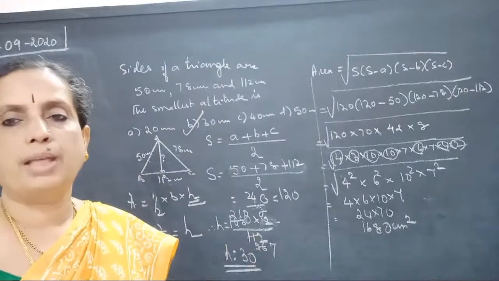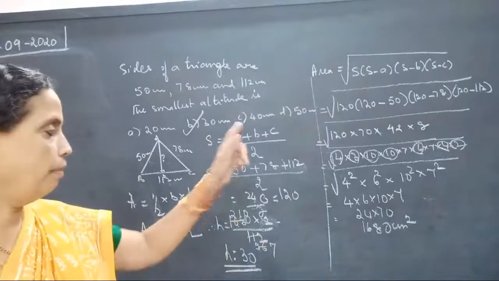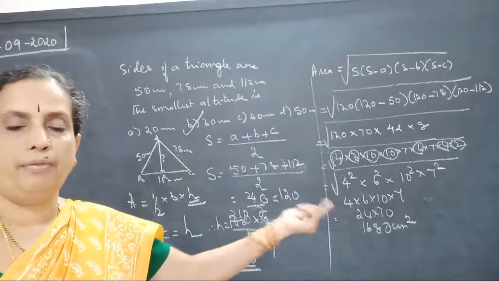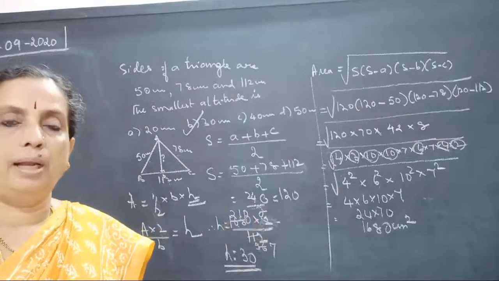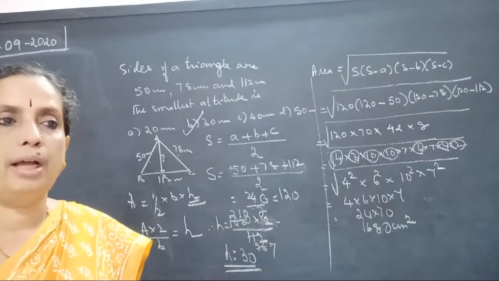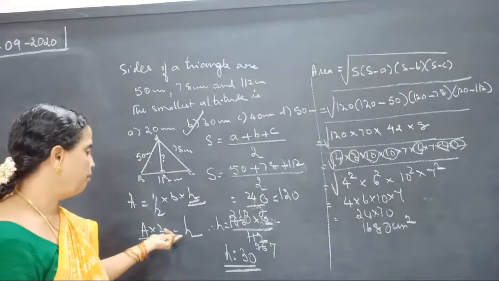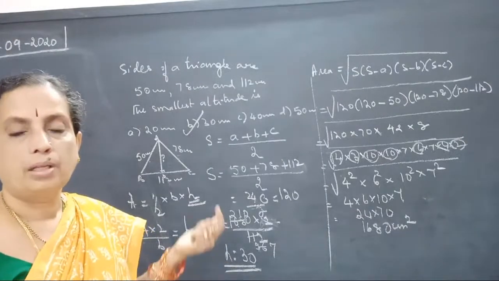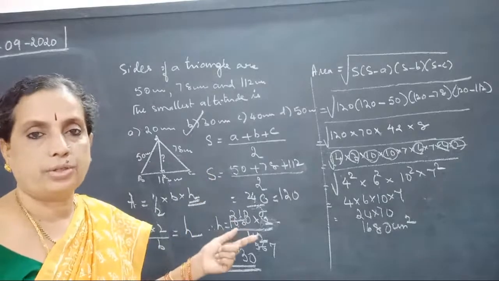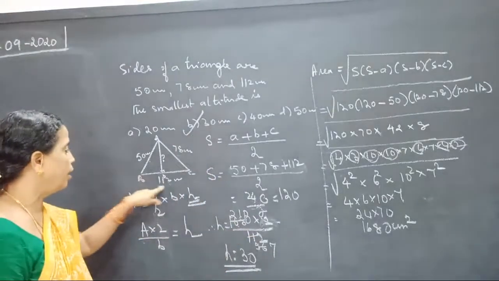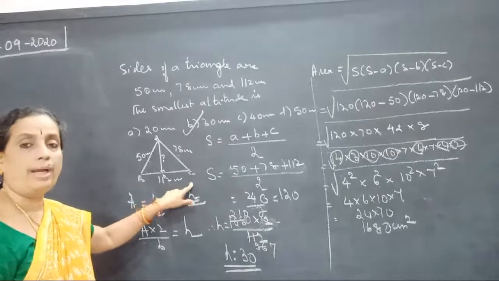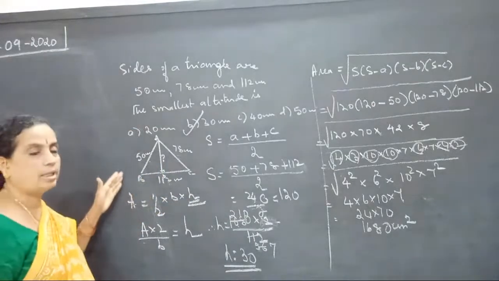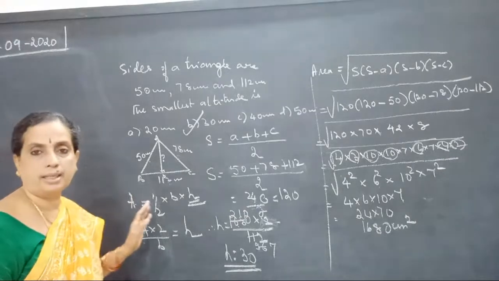Here, 3 things we calculated. One is we found out the area by getting semi-perimeter and formula. Then we applied half into base into height to calculate this height. And one more point we consider: to get the smallest altitude we should consider the longest base. To find the longest altitude we should consider its smallest base. Is that clear to everybody?